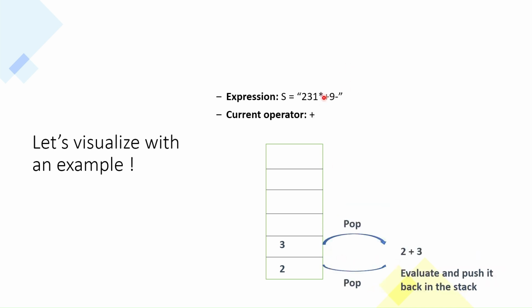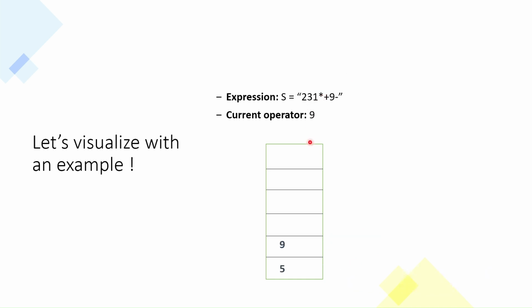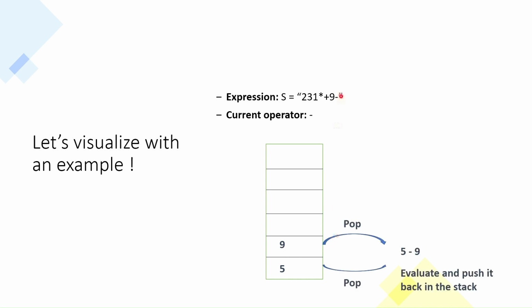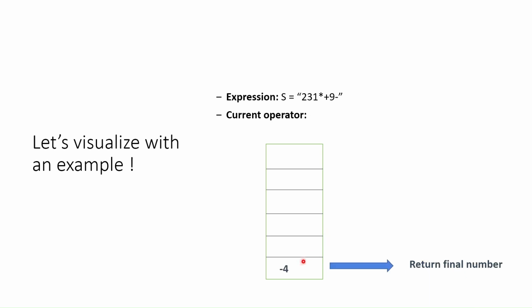Then we have encountered plus, so we will perform the addition with 2, which will be 5. We will push it into the stack, then we will push 9. Here it is an operand, guys, sorry for the mistake, and we can then evaluate the final expression and push it back into the stack. So we have reached the end of our postfix expression, and the final number that we have in the stack will be your answer. Now let's move to the code, how we can write it using a stack.